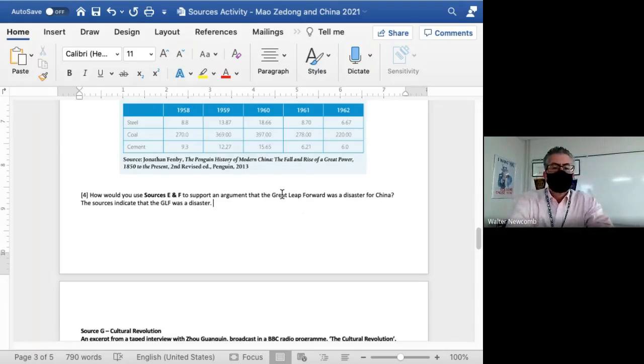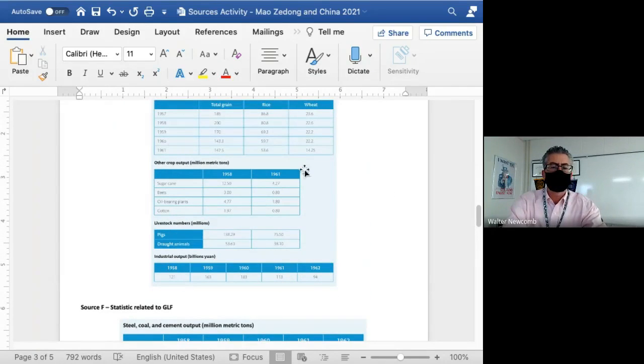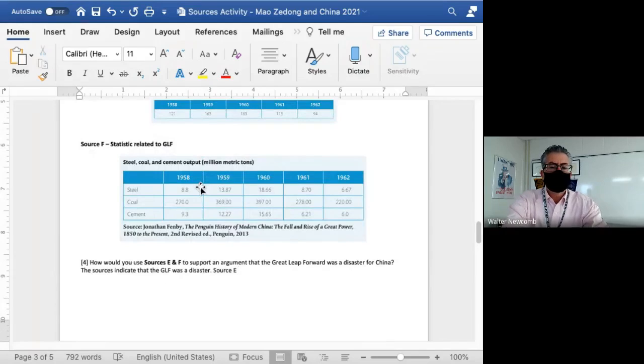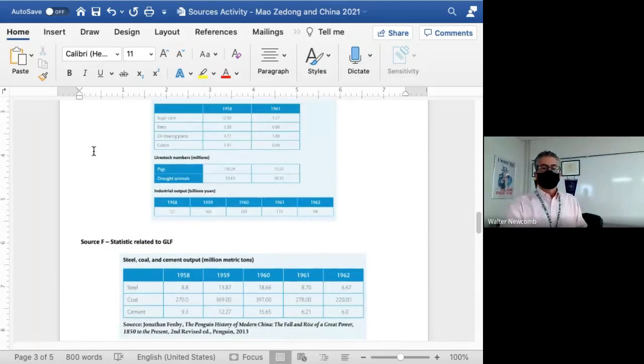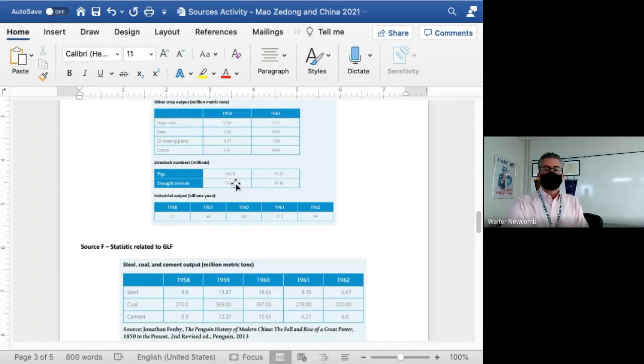When we look at source E, except for the bottom down here, it talks about industrial output. Most of it is about agriculture here. Source E indicates a decline in agriculture. Why? Because of neglect. Because most people on the communes were expected to do what? Make steel, do all that stuff. And so agriculture is going to decline. And if crops decline, that indicates livestock most likely is going to decline as well, because some of the crops might be used as feed. All right, that's going down as well.